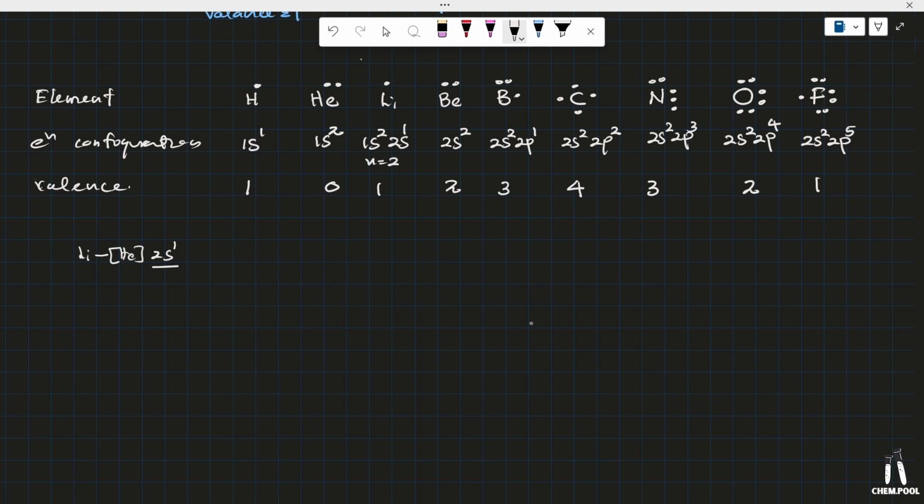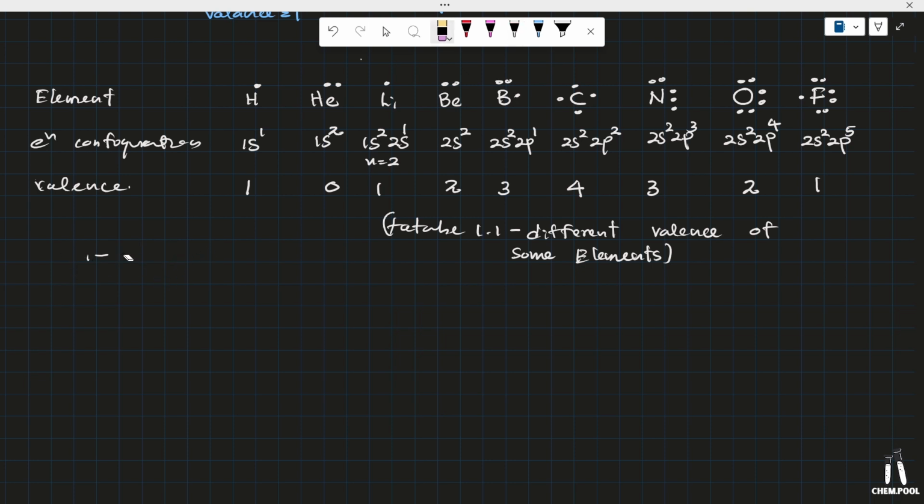By looking at this table, which I put as table 1.1, the different valences of some elements, right? Then I'm going to explain some molecules.